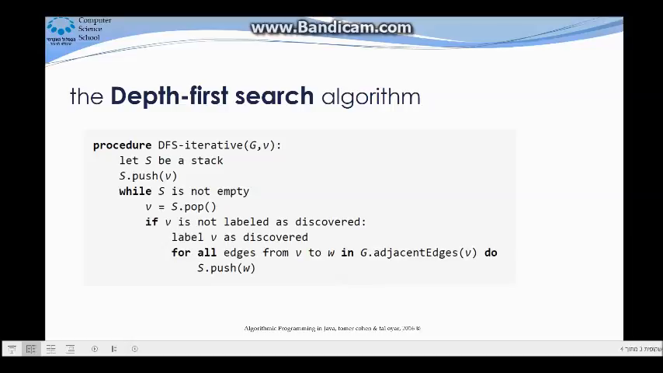Let S be a stack or some other data structure. First, select a node and add it to S. Then, while S is not empty, select a state V from it. If V is not discovered already, label it as discovered. Then, for all of its adjacent nodes, if they weren't visited, add them to the stack. Then pop the top node from the stack and follow those steps again and again until you reach the goal state. When reaching the goal state, return the backtrace.